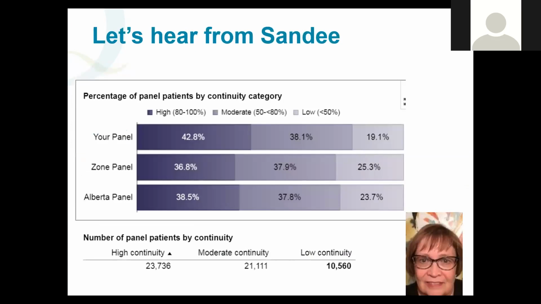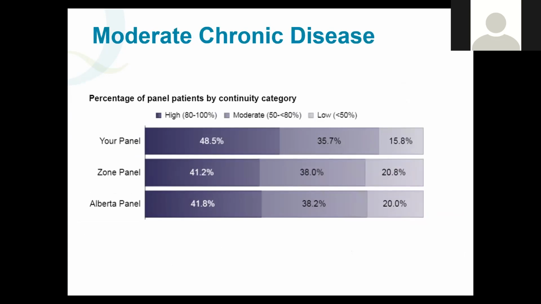Yeah, so I looked at this from a PCN perspective, and we had 42.8% of patients that have high continuity, which is higher than the zone and the province, and 19.1% that have low continuity, which is actually lower than the zone and the province. Again, I think it's a result of the hard work that this PCN has done on panel, and so their panels are pretty good, and as a result, their continuity is better. My question that came up for me when I did this was, is our healthy population driving that continuity?